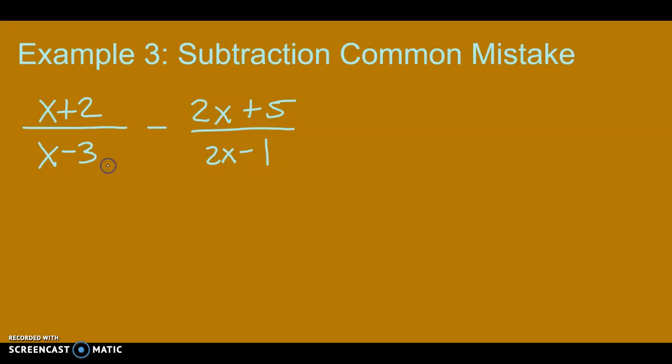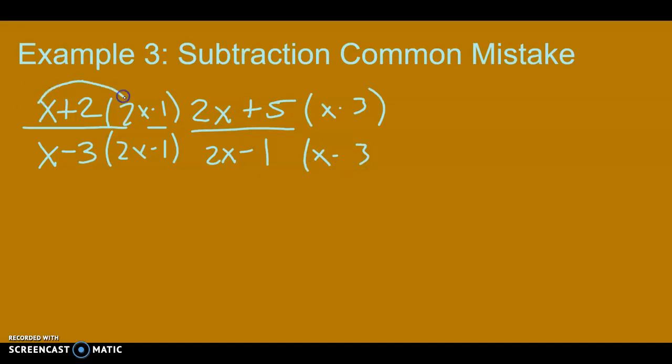So in order to make our denominators the same, we're going to multiply this side by 2x minus 1. And we're going to multiply this side by x minus 3. So this problem is challenging on a few levels. The first level is it reviews multiplying binomials, where you have to do x times 2x is 2x squared. And then you're going to have a minus 1x and a plus 4x, making positive 3x. And finally, 2 times negative 1 is negative 2.